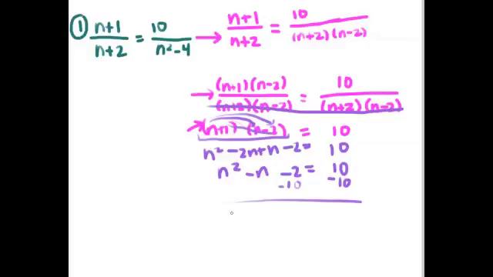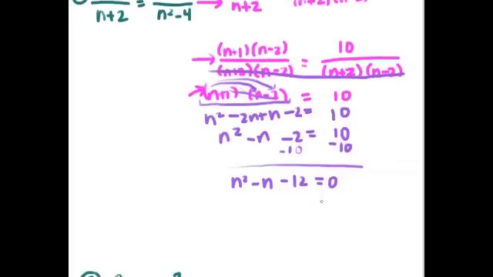And what I end up having is n squared minus n, and then negative 2 minus 10 is negative 12. Okay, and it looks like that. Now we can factor. We can get ready to factor now because we have 0 on one side. So this is 1 and 1. We're subtracting, remember, to get the middle number because this is a minus sign. So middle number is 1.